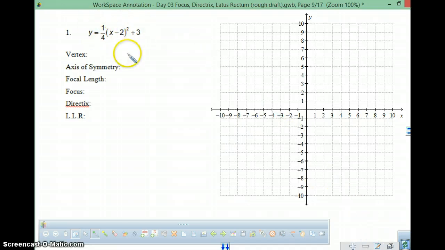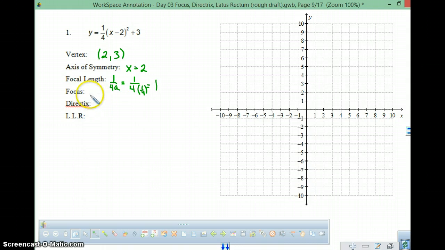Here we have an equation that's in vertex form. What's the vertex? 2, 3. The 2 comes from right here. That's our h value. This is our k value. Okay? The axis of symmetry, we did this last night, x equals 2. The focal length, that's the 1 over 4a equals, what is a here? 1/4. So 1 over 4 times 1/4 is the same thing as 1.